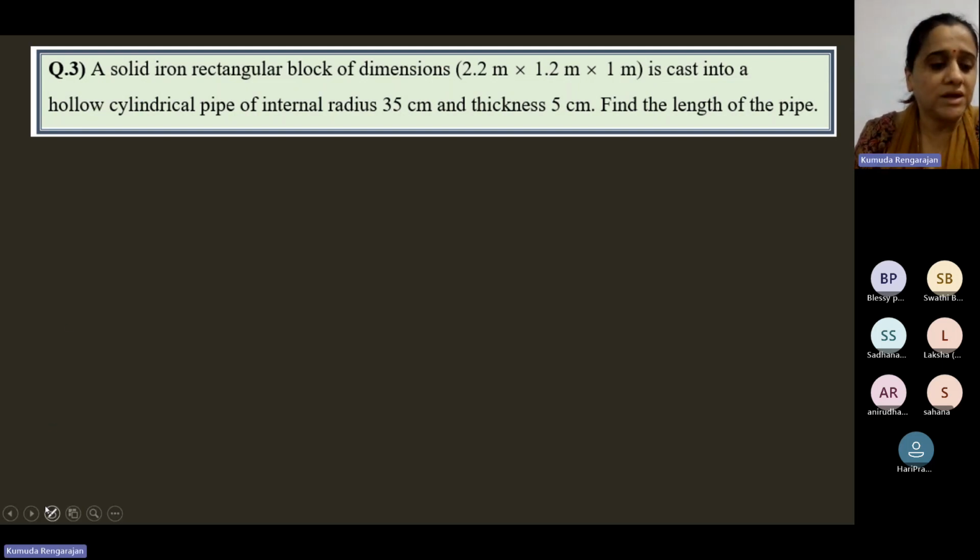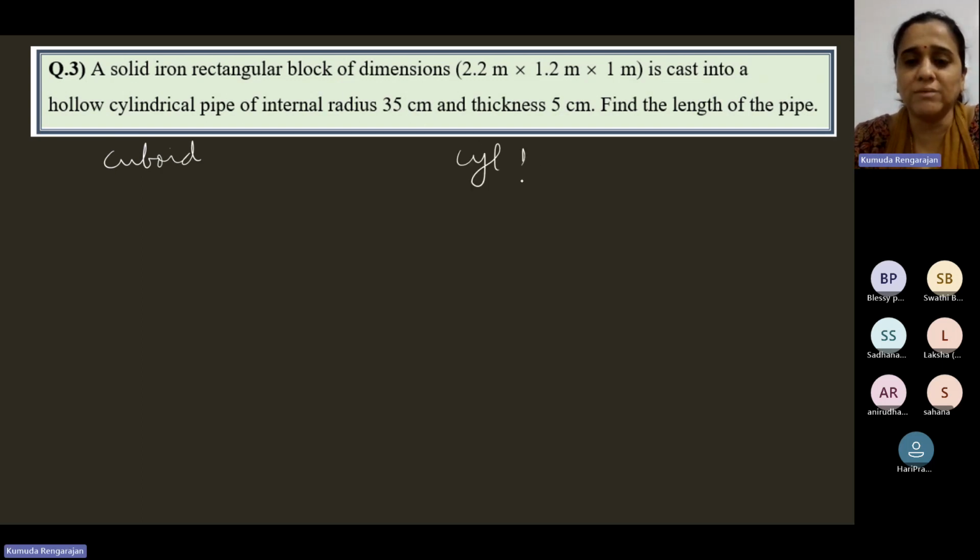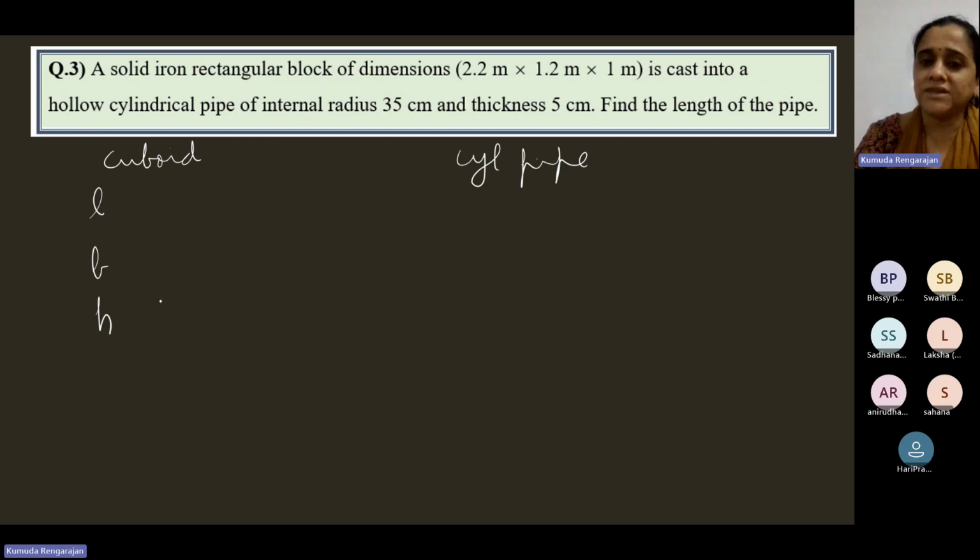All right. So name the 2 solids, children. What are the 2 solids in this question? Cuboid and the cylindrical pipe. These are the 2 solids. Now for the cuboid, what do you need? Length, breadth, and height. Are they given? Yes. 2.2 meters, 1.2 meters, 1 meter.